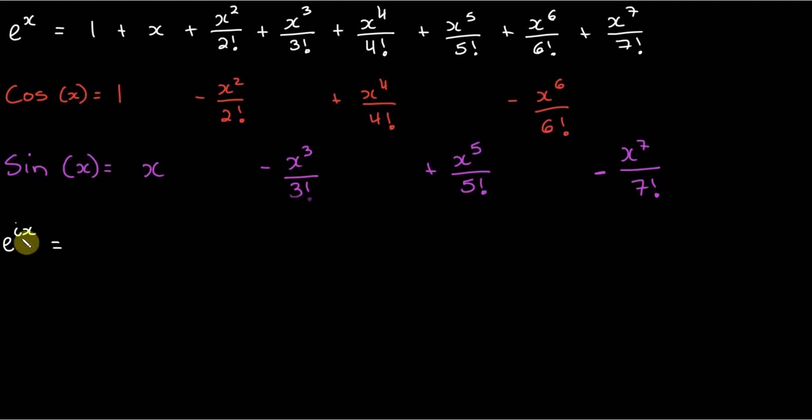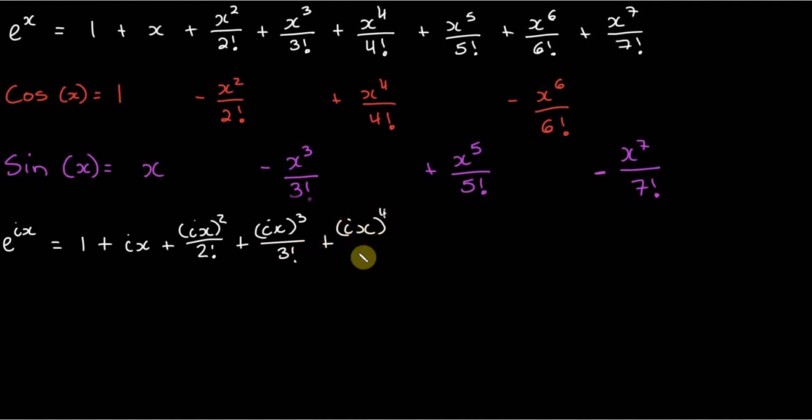So e to the power of i times x is going to be 1 plus, well, x, right? x appears here, so it's going to be i times x plus, and I'm going to actually put it in parentheses, (i times x) squared over 2 factorial plus (i times x) cubed over 3 factorial plus (i times x) to the power of 4 over 4 factorial plus, and I'm just going to go all the way to x raised to the power of 7, just for the sake of emphasizing the point, I suppose.